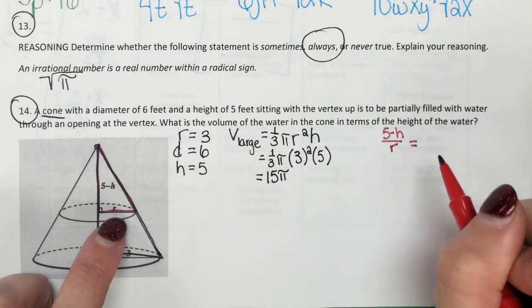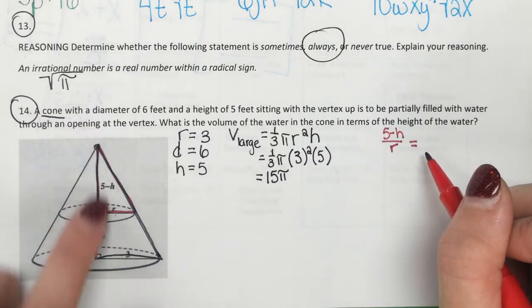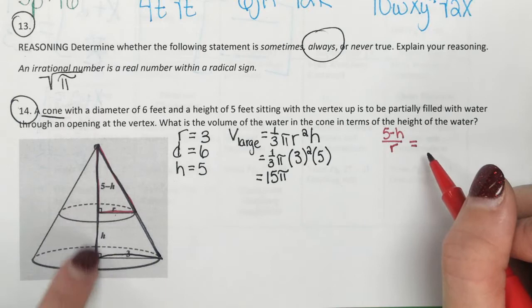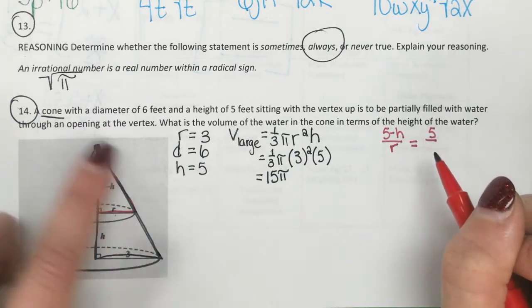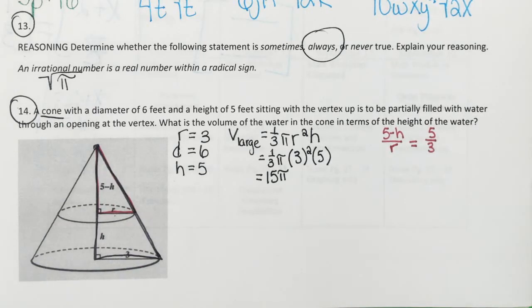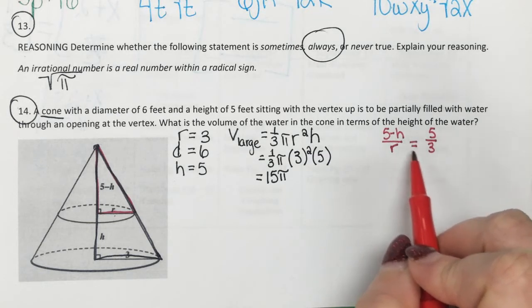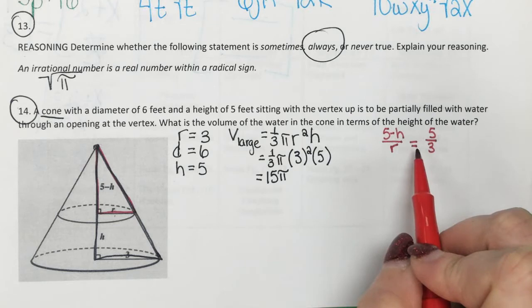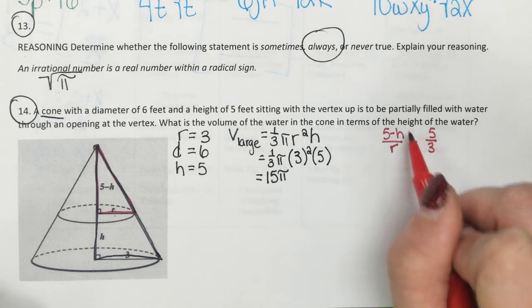R, radius. Okay, what about the big triangle? So the big triangle, how much was that? The height? 5. And the big triangle, what was its radius? 3. And then what could we do from there? You got an equal sign. What can you do? Cross multiply. There you go.